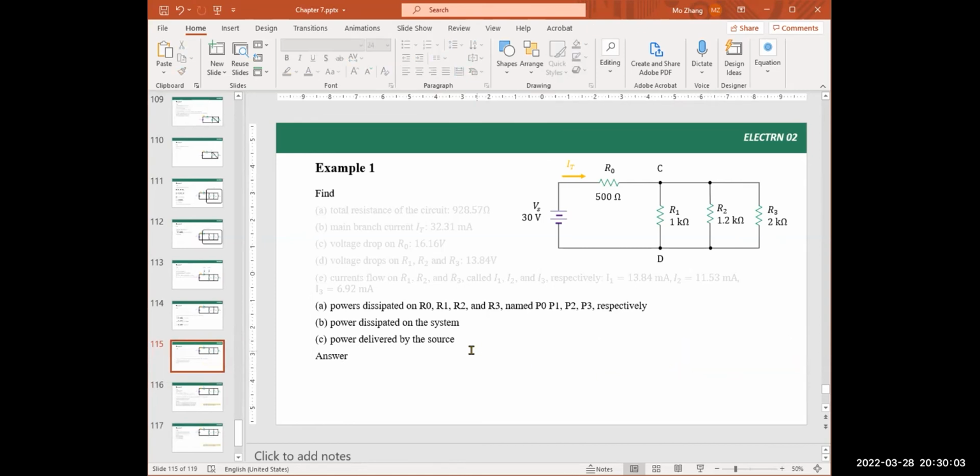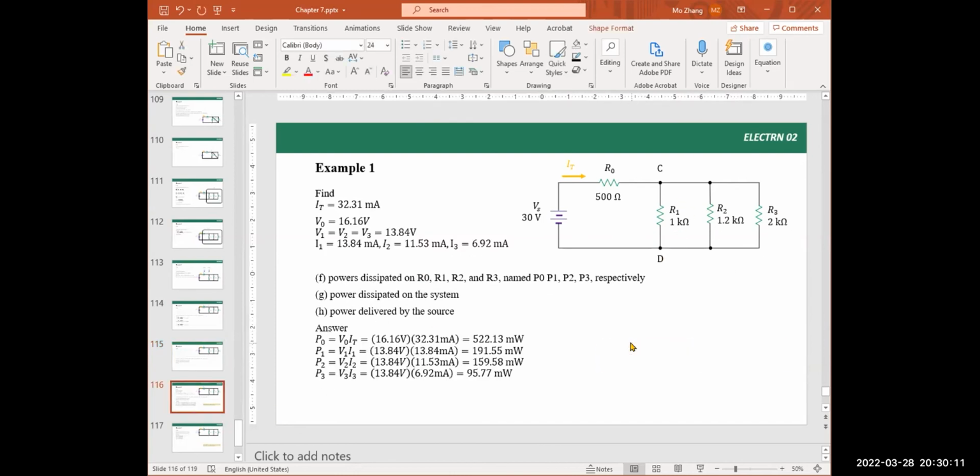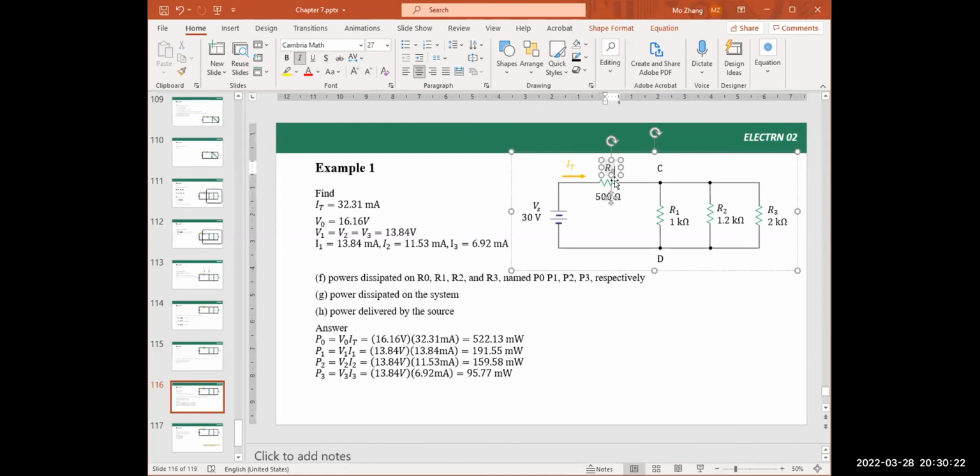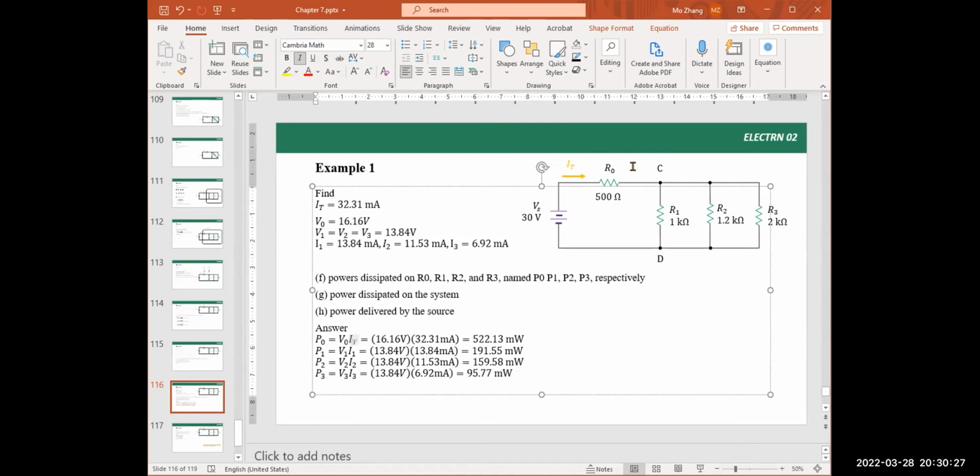Here, we need to find the power dissipated on each resistor. Okay, let's do it. At this point, we know almost everything about each branch, the resistors in a branch. So the power for here R0, we can use V times I. Voltage drops on R0 times the current. The voltage is 16.16 volt. We calculated in 3 slides earlier. The current is 32.31 milliamps right here.